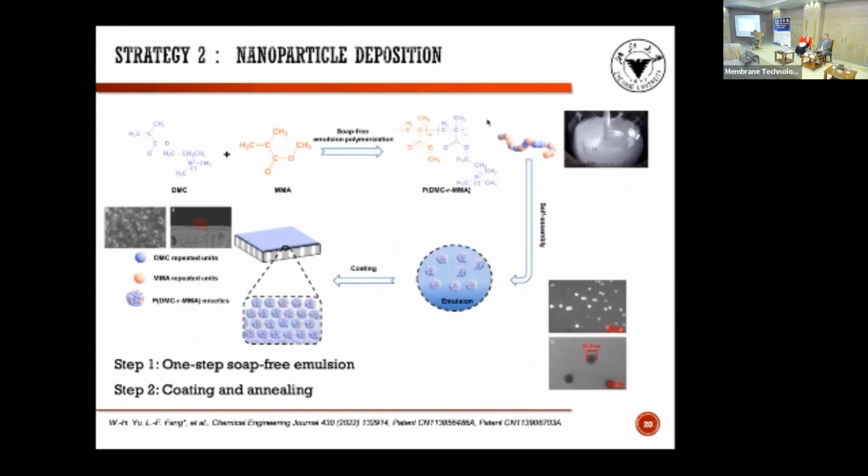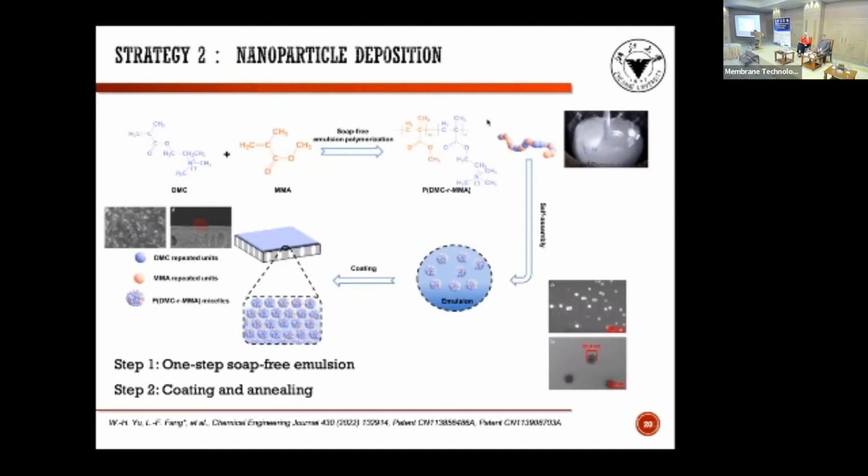This is a very recent work, which is published in the Chemical Engineering Journal. For the preparation of NF membranes by the interfacial polymerization process, the organic solvent is always needed. For this reason, we designed a novel membrane fabrication method derived from the polymer synthesis process. In this slide, we show the novel preparation procedure for positively charged NF membranes by nanoparticle deposition. Two steps are needed. Step 1, soap-free emulsion. Step 2, coating and annealing.